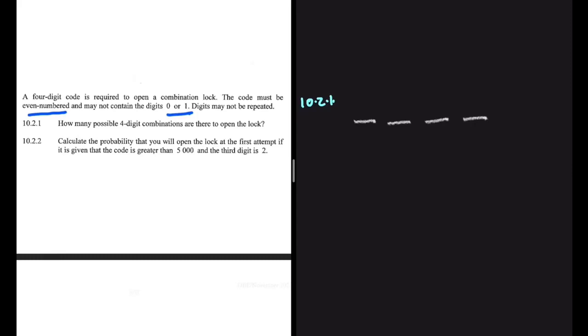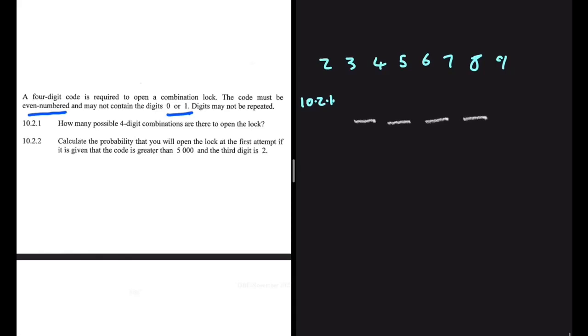So let's look at the restrictions we have. We have digits from 2 to 9 because 0 and 1 cannot be used. So we have 2, 3, 4, 5, 6, 7, 8, 9. How many digits? This is 8. The other condition is that the code must be even numbered. What does that imply? If the last digit on the code is even, then the code itself is even numbered.